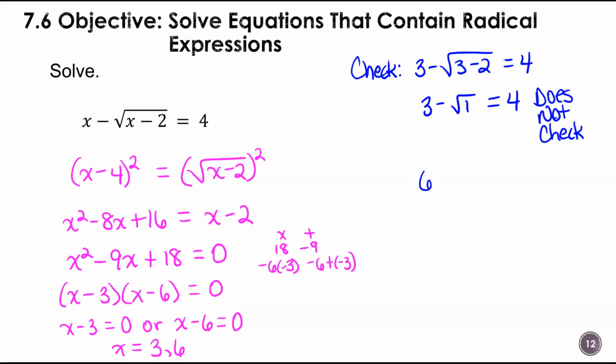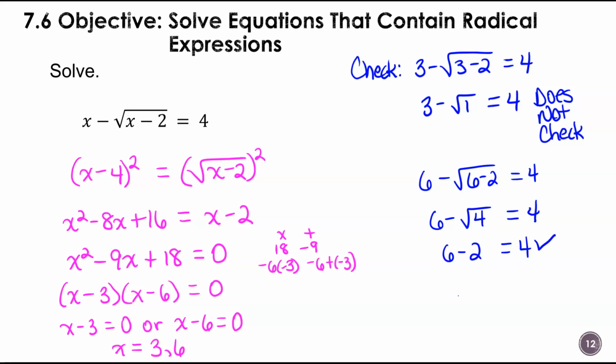We will check the 6. So 6 minus the square root of 4. So 6 minus 2 equals 4, and that does check. So my solution is x equals 6. All right. So one of the main things here is just be sure that you always check, because in this case the 3 was extraneous and the 6 is our only solution. All right, so that's it for this lesson.